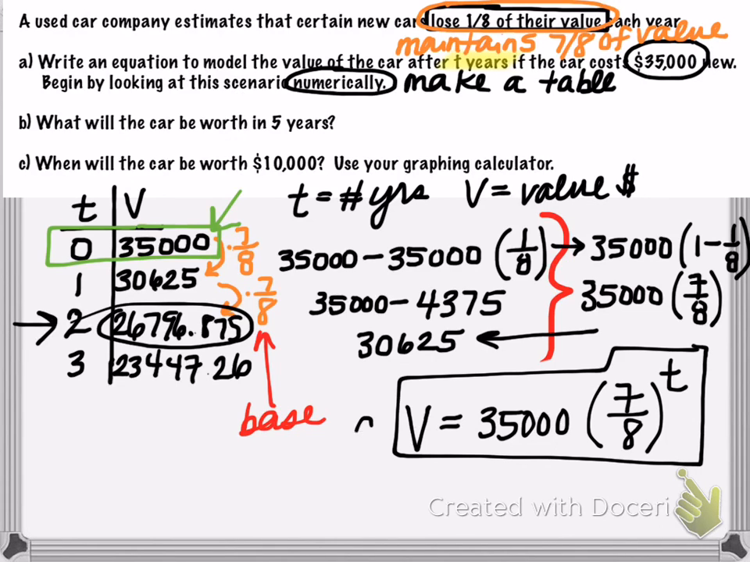So part A, we have our model. So part B. Part B says, what is the value of the car after 5 years? What will the car be worth? So that's just a matter of us finding V of 5. And you can certainly use your calculator for that. Just make sure that you do have the 7/8 in parentheses. And then you're going to go ahead and input 5.